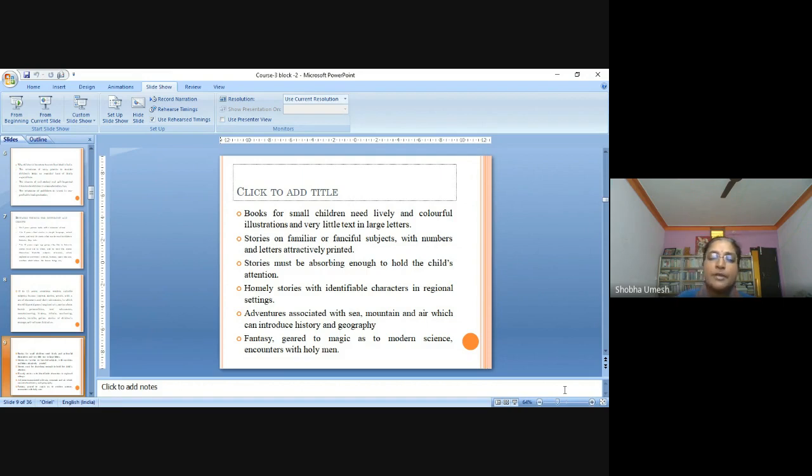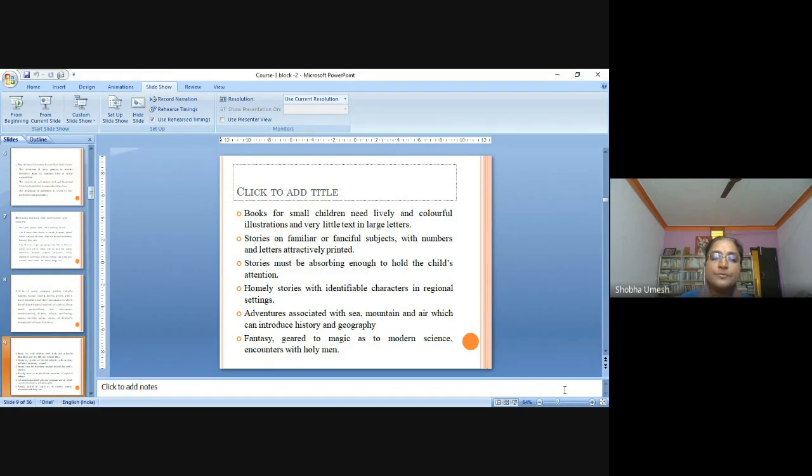And the next point is that stories must be absorbing enough to hold the child's attention. So the stories we write for children should always hold the attention of the child. In that way, it has to be written. The child gets absorbed into the story.